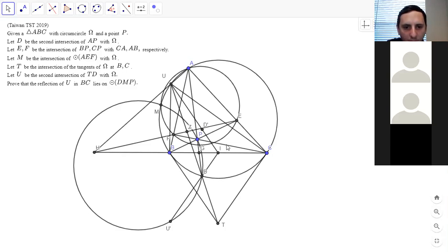UGI is cyclic. AUGI. Interesting. Does it pass through M? Huh. Yeah. Interesting. How did you get that? Angle chasing. Okay. UIB equals UCD equals UAD. Okay.